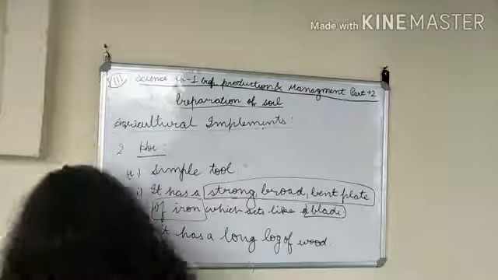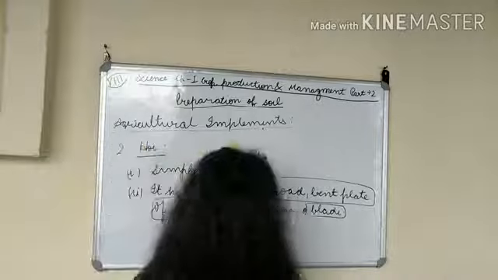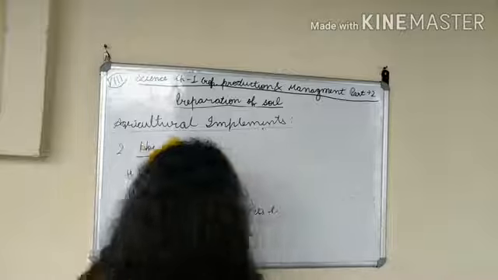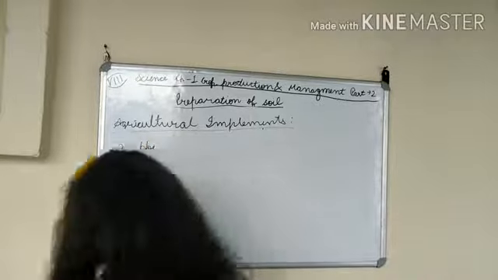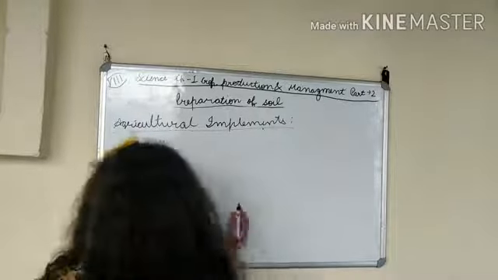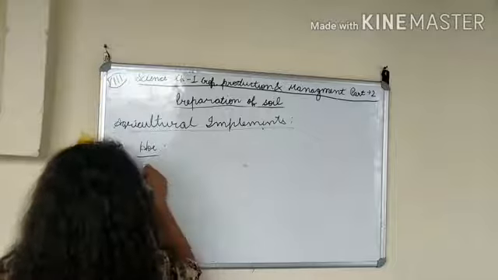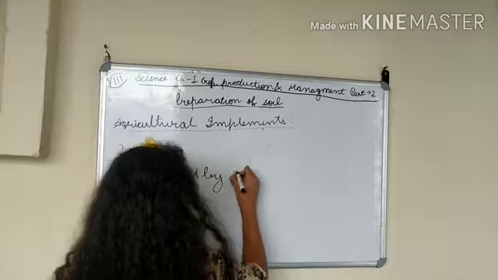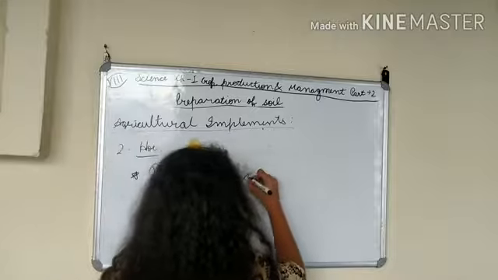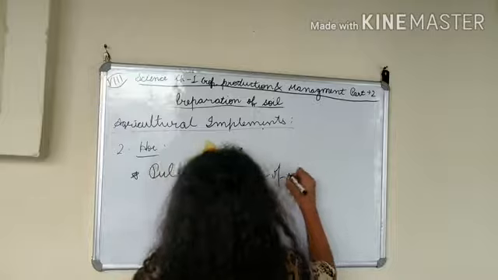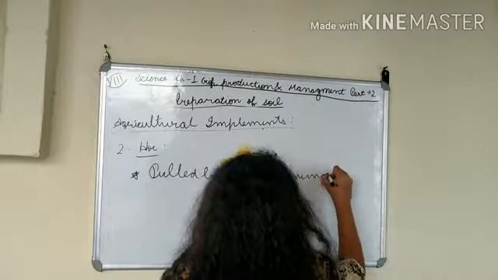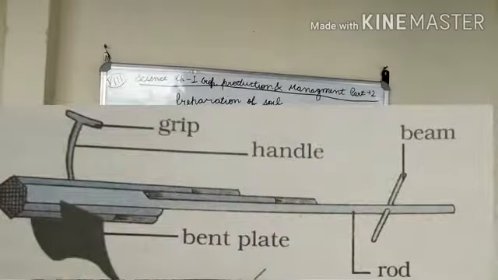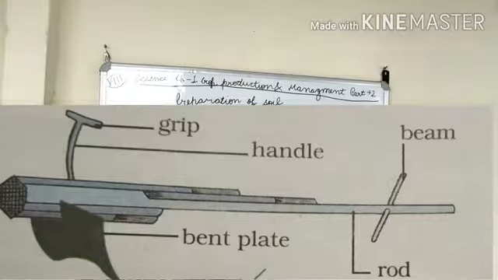Now our next point is, it is also drawn by a pair of animals. It is pulled by a pair of animals. Right? Now here you can see the picture of hoe. Here it describes the parts of the hoe.